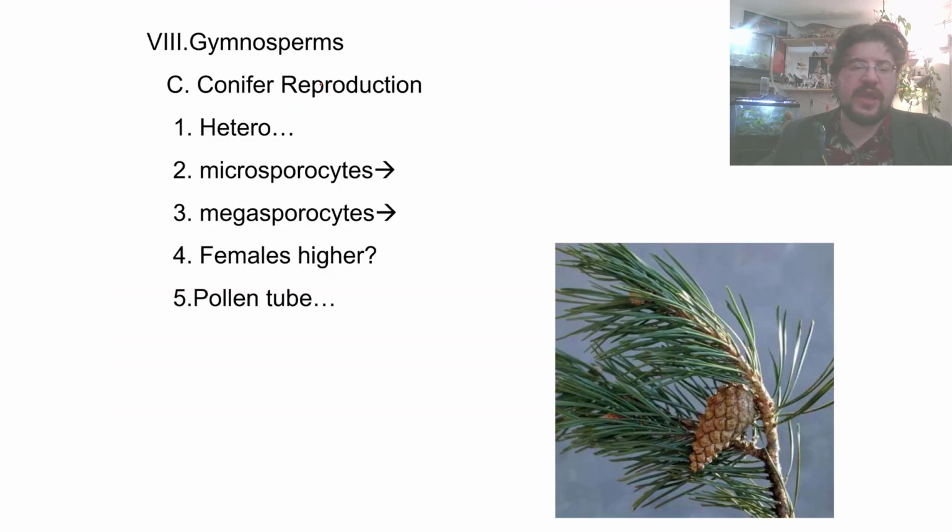Now, we're going to focus on the conifers because this is Colorado. And they're the most abundant of all the gymnosperms. So, conifers are, of course, heterosporous, which means we have megasporangium and microsporangium.